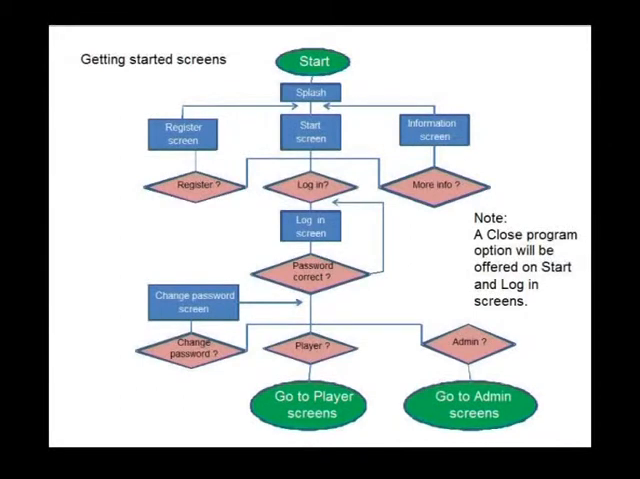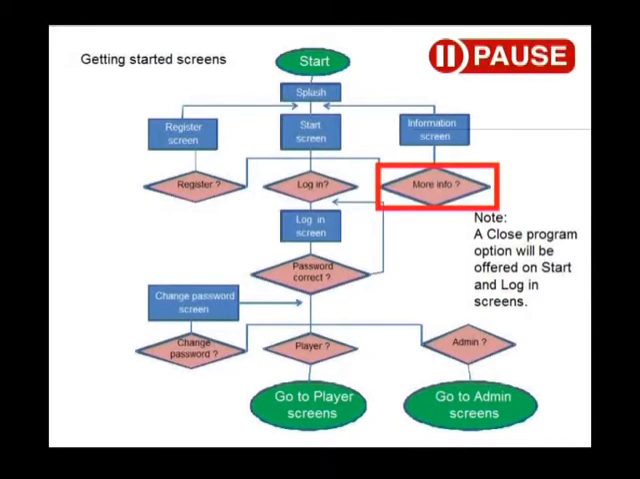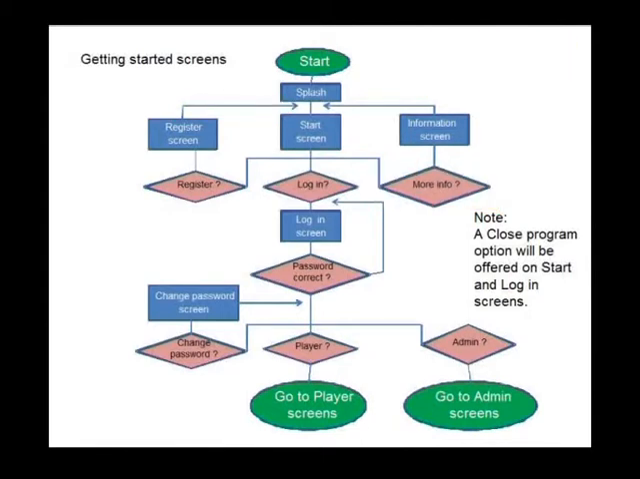Let's get back to the flowchart. What happens if the user chooses register? The register screen opens. The user can register. The username and password and the details like first name and surname are stored in the database. The program returns to the start screen when the user closes the register screen. When the user chooses more information, information about the program is displayed on the information screen. Then the program returns to the start screen when the user closes the screen.